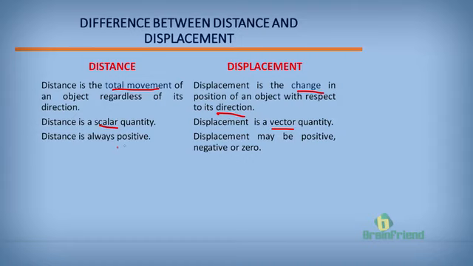And distance is always positive, but displacement may be positive, negative, or zero, as in the example we saw before, where the guy returned back to his initial position, making his displacement zero. Positive when he actually moves towards the right of his direction, and negative when he moves towards the left of his direction. But distance is always positive.